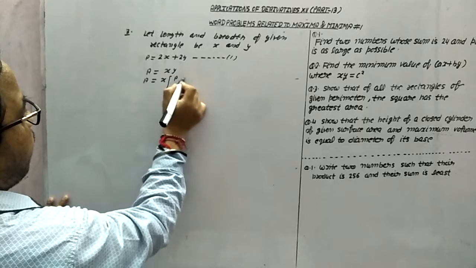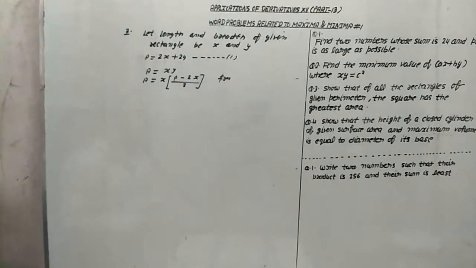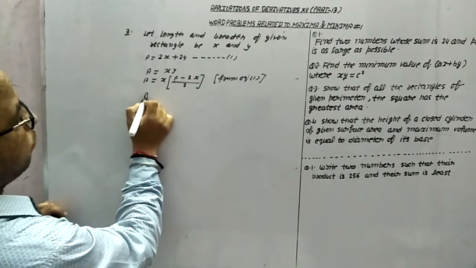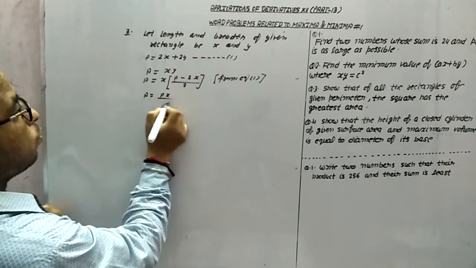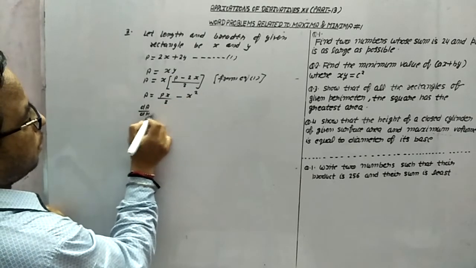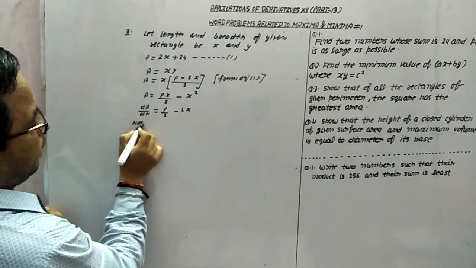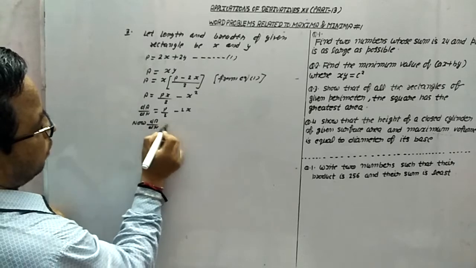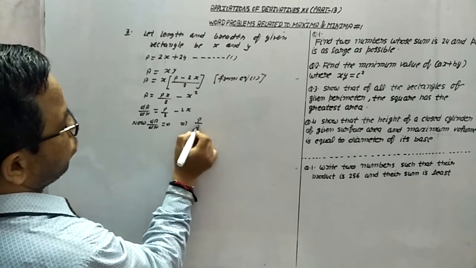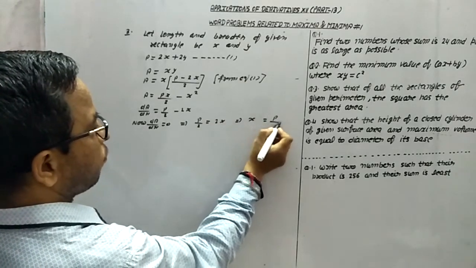What is the value of y? y is (P minus 2x) upon 2, from equation 1. Therefore A is equal to Px upon 2 minus x square. Now dA over dx is equal to P upon 2 minus 2x. Now dA over dx is equal to 0. It implies that P upon 2 is equal to 2x. It implies that x is equal to P by 4.